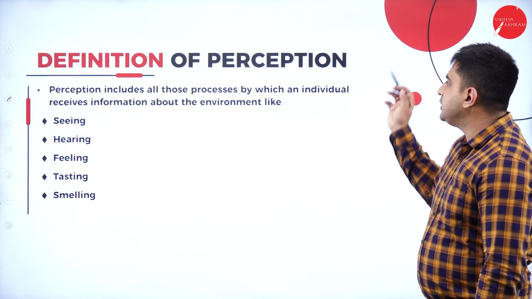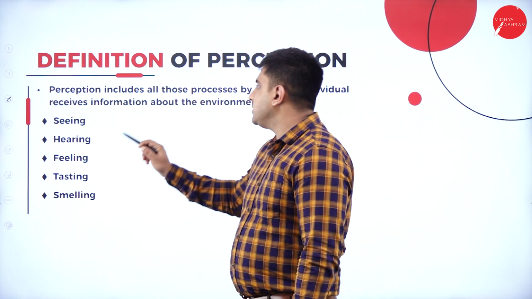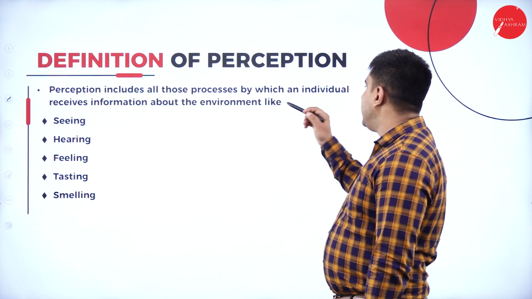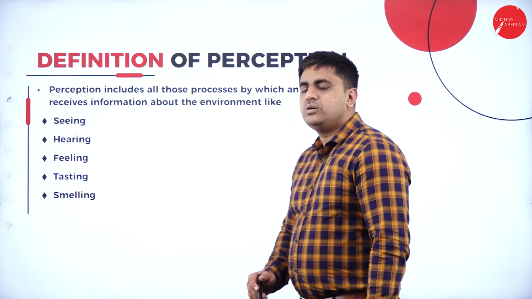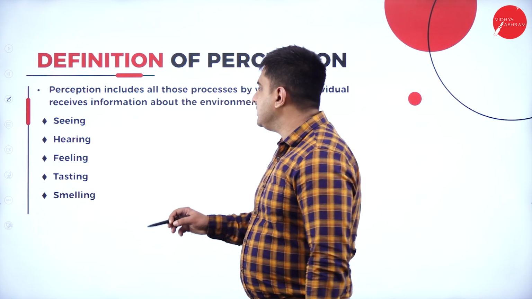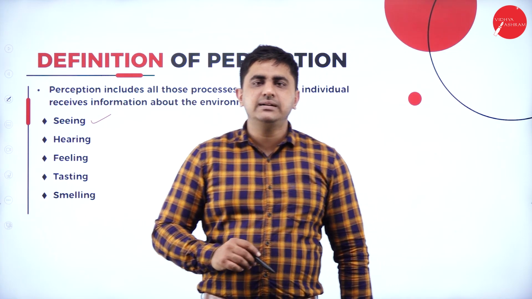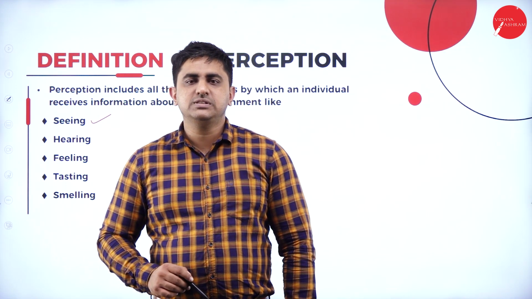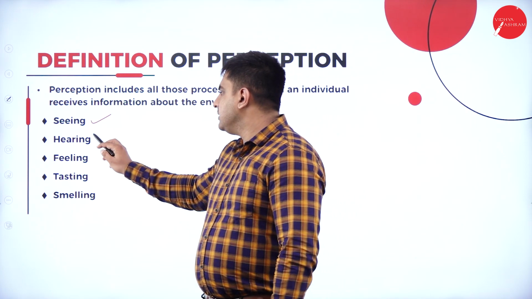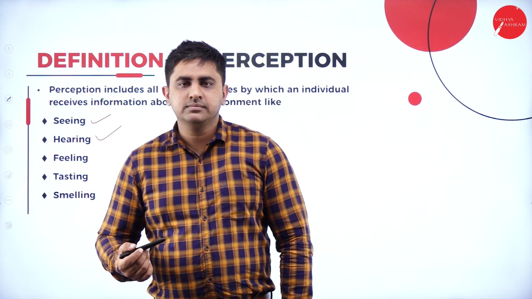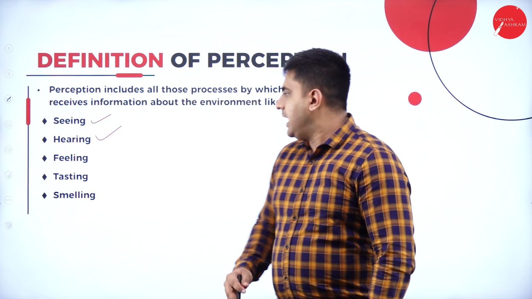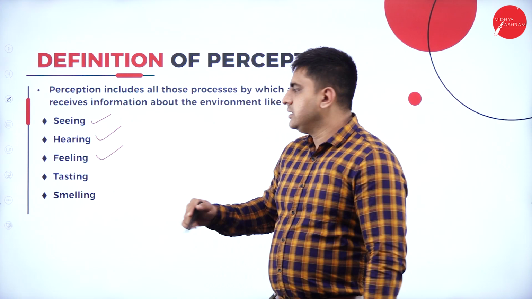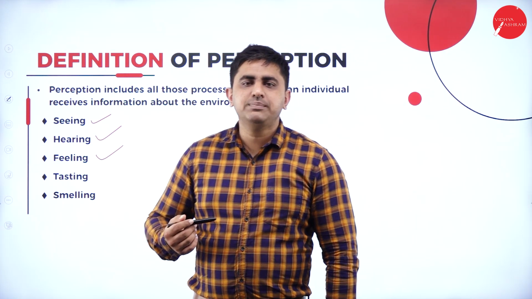Next we'll go for the definition of perception. Perception includes all those processes by which an individual receives information about the environment. So it can be seeing with eyes. You see a very pleasant thing, you are happy. That is a positive perception. And hearing, you hear something very good, then you perceive it in a very positive way. And you also have feeling, that is, you play in water, you go to a fantasy park and you are very happy because you feel good in water.